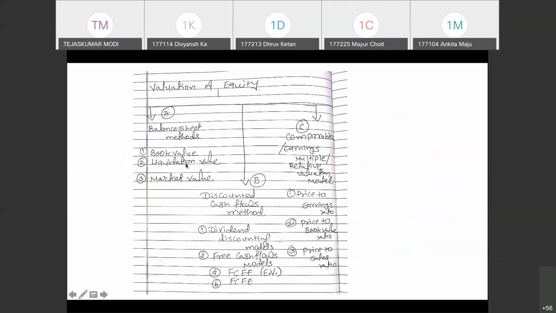These are theoretical methods, so I will just mention that this is where our focus is going to be. There are three approaches: balance sheet approach or balance sheet methods, discounting cash flow methods, and comparables method. We will emphasize these three methods. This is just theory. I will discuss that for maybe 5 minutes.